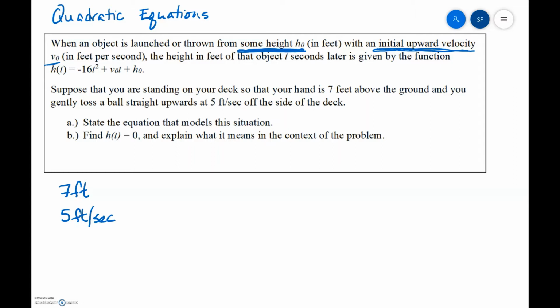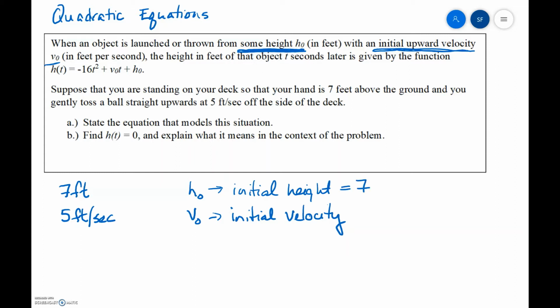So remember, our equation is missing h sub 0, which is initial height, and v sub 0, which is our initial velocity. Looking at this, is our 7 feet that we start out at going to be our initial height or initial velocity? That's our initial height. So that's going to be 7. And our 5 feet per second is going to be this initial velocity.